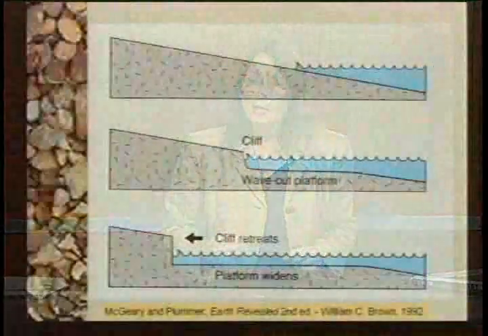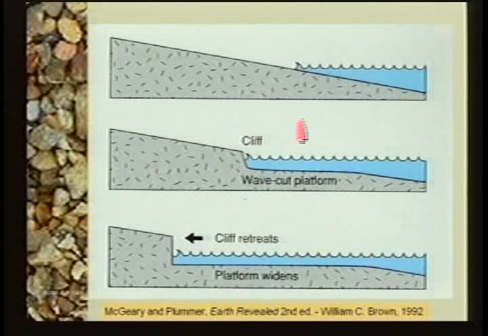And that's probably best seen in a diagram. Here we have wave action, and let's say originally this is our profile of our continent. Well, over time we have erosion, and we end up with a flat surface which is seaward of the land. This is called a wave-cut platform or a marine terrace. And now we have a cliff. As erosion continues, that cliff is going to retreat toward the land, and our platform will widen.